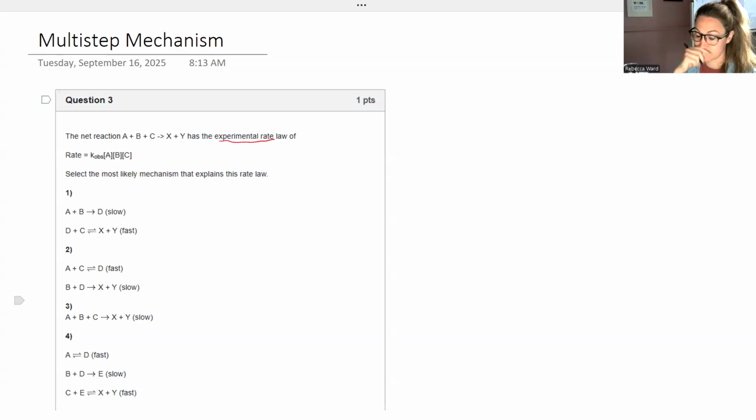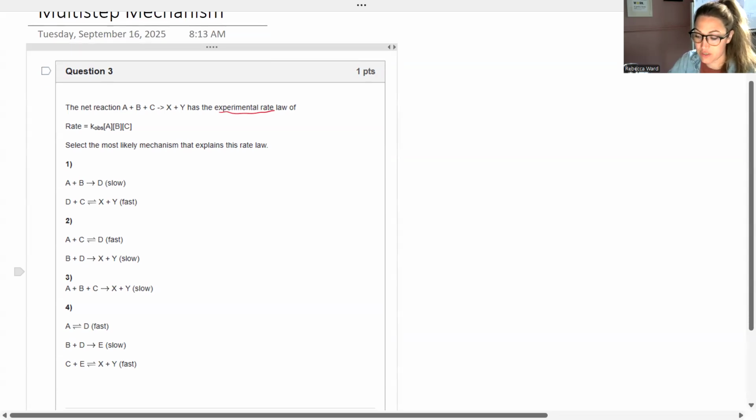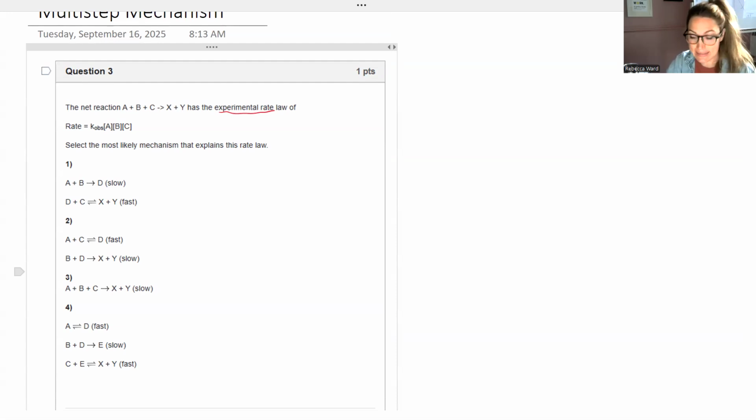Then we have four options, four different mechanisms, and we're asked to figure out which one is most likely the mechanism that explains this rate law. So we need to derive the rate law for each of these four mechanisms and then see which one matches up with that experimental rate law and makes the most sense. Let's begin with mechanism one. This is essentially a guess and check.